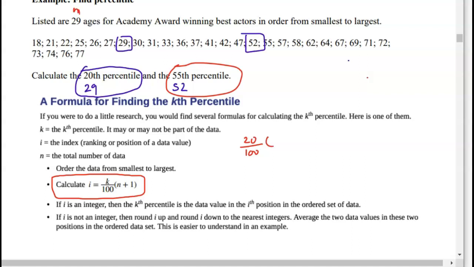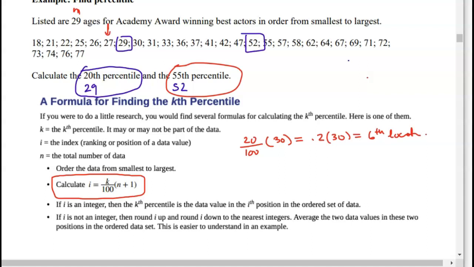So in this case, n is 29, so 29 plus 1 is 30. Basically, we're finding 20% of 30. So 0.2 times 30 gives me 6. So this is the index, the 6th location. You go to your data set and you see which is the 6th: 1, 2, 3, 4, 5, 6 location. And that gives me 27.